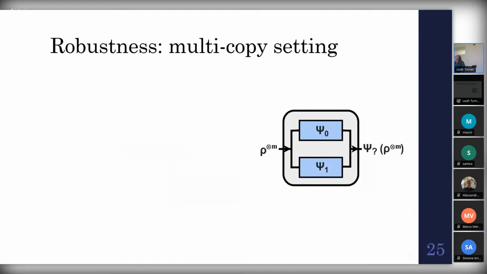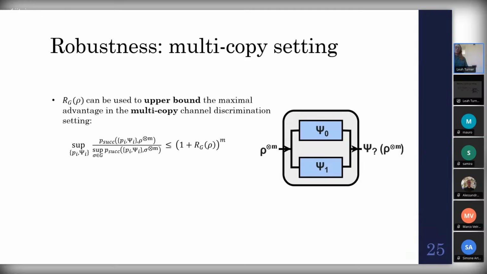And then the second interpretation is in terms of multi-copy channel discrimination. We're looking now at input states that are of the form of multiple copies of your state. And in this case, we can still use robustness to upper bound the advantage you get in this scenario. Now we're looking at your non-Gaussian state compared to all Gaussian states. So the best you can do with a Gaussian state, you'll still be able to do better with your non-Gaussian state in some task.